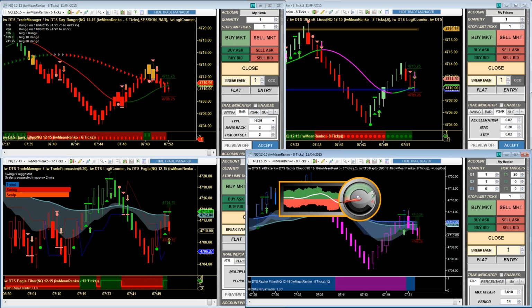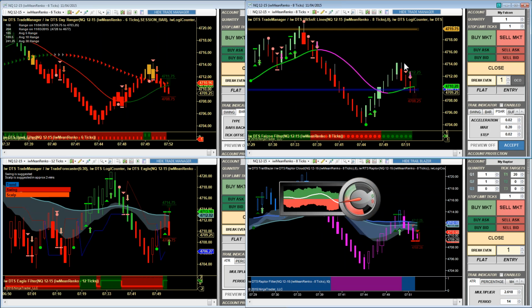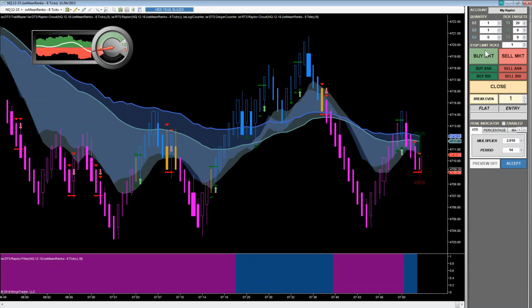All right, anything else going on here? Possible trend change brewing on the Falcon. Oh, we got a hard edge bounce here on the Raptor. We got nothing else going on. We might as well follow this. Now, I'm going to show you this tool is slightly different. All right, there we go. This tool is slightly different than the Trade Manager.